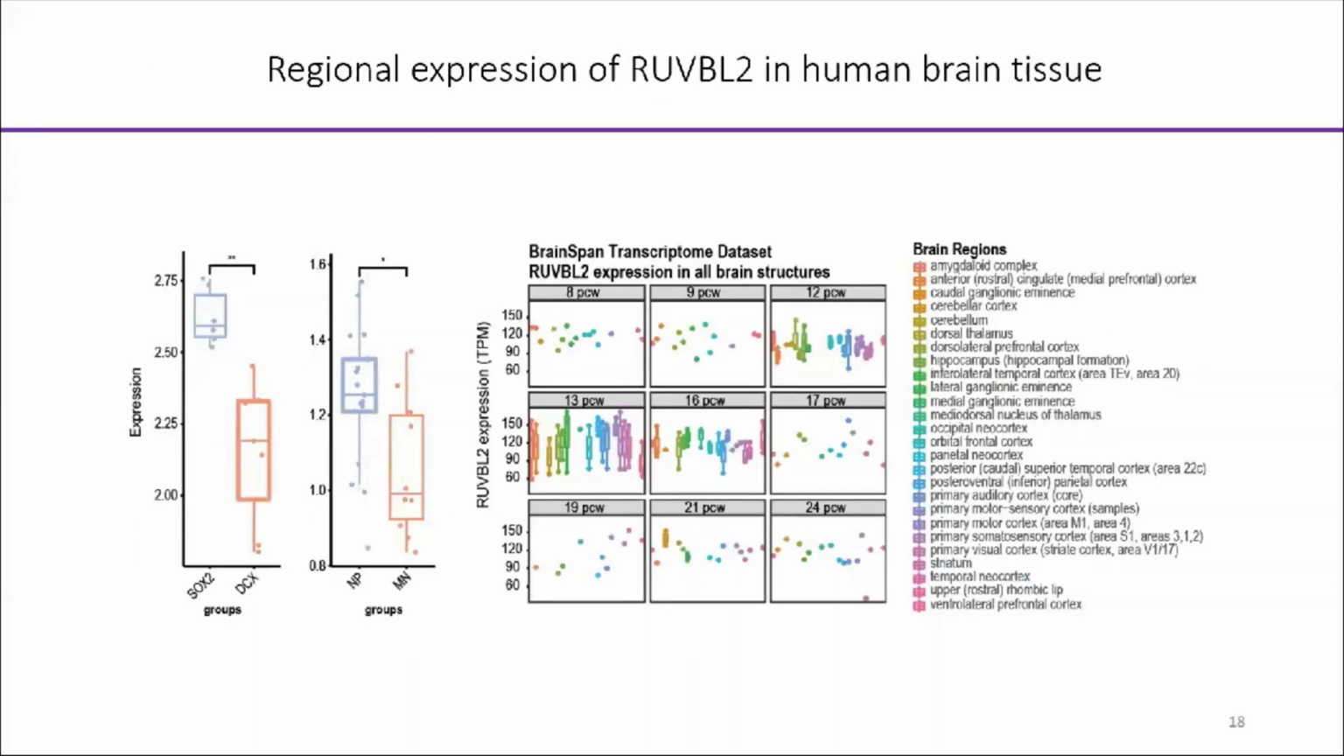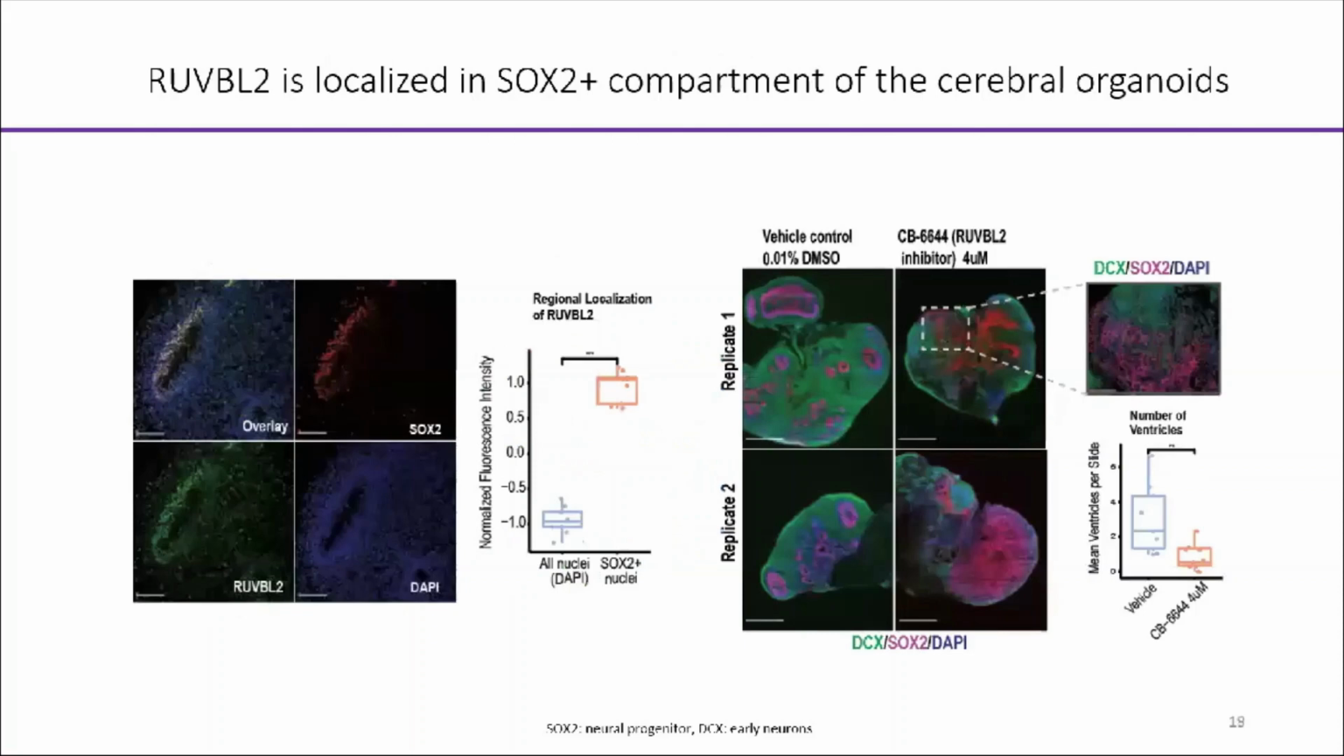What was interesting was that although Roofball 2 was significantly expressed in both our proteomic datasets, there was no differential expression among different brain regions and developmental time points using the BrainSpan transcriptome dataset. To explore the potential function of Roofball 2 during early neural development, we first validated its distribution in cerebral organoids. Indeed, immunofluorescence for Roofball 2 and SOX2 on day 40 organoids confirmed co-expression largely restricted to the neural progenitor compartment.